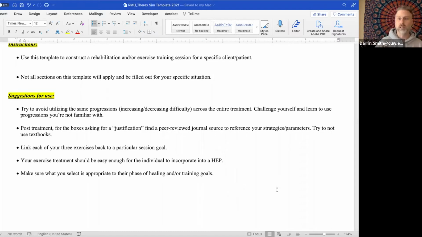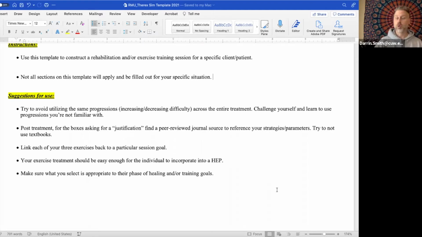Motor control, for example, is different for everyone. It can be different between patients. It can be different between exercises on the same patient, in between sets of a particular exercise in the same patient. It varies day to day and minute to minute sometimes.